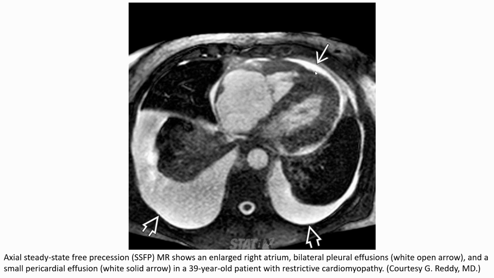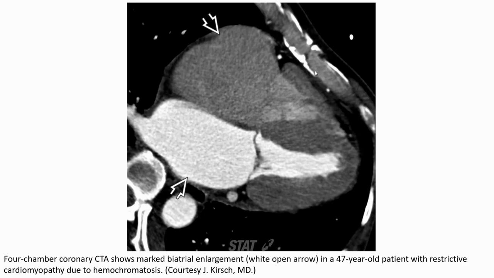This is an axial steady state free precession, also showing an enlarged right atrium, bilateral pleural effusion, and a small pericardial effusion in a 39 year old patient with restrictive cardiomyopathy. This is a four chamber coronary CTA, showing marked biatrial enlargement in a 47 year old patient with restrictive cardiomyopathy due to hemochromatosis.